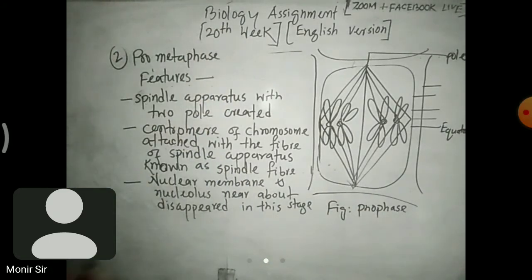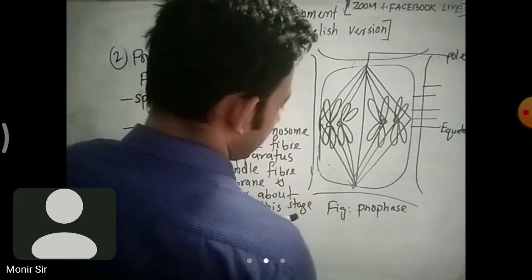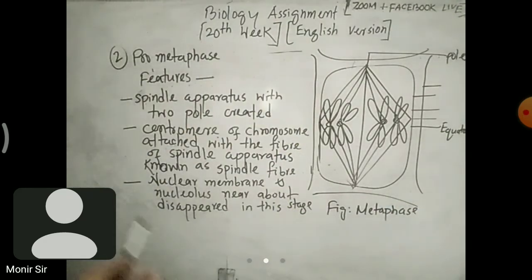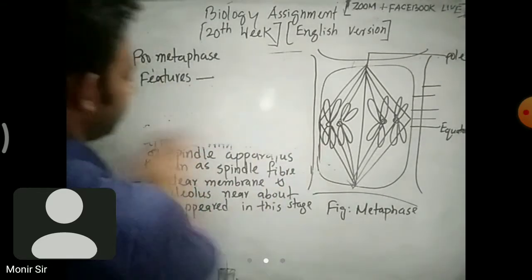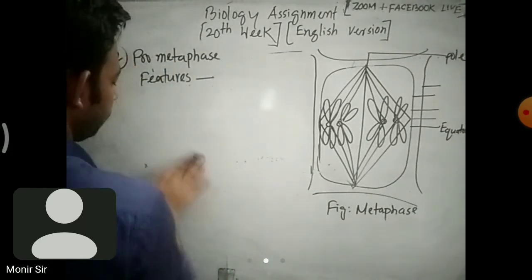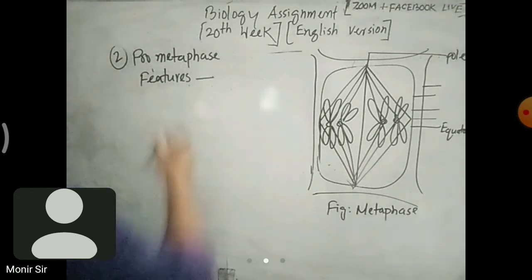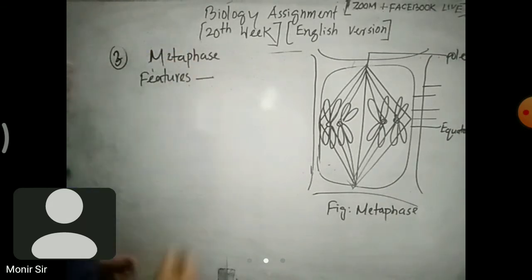By the way, we will complete the assignment here. Sorry, this one is the prophase, I have written prometaphase. Each and every figure you will write below the figure. Now this figure is the metaphase, and before it you will write the prometaphase. So what we have seen in the case of prometaphase, and now it is the metaphase. Number three is the metaphase.